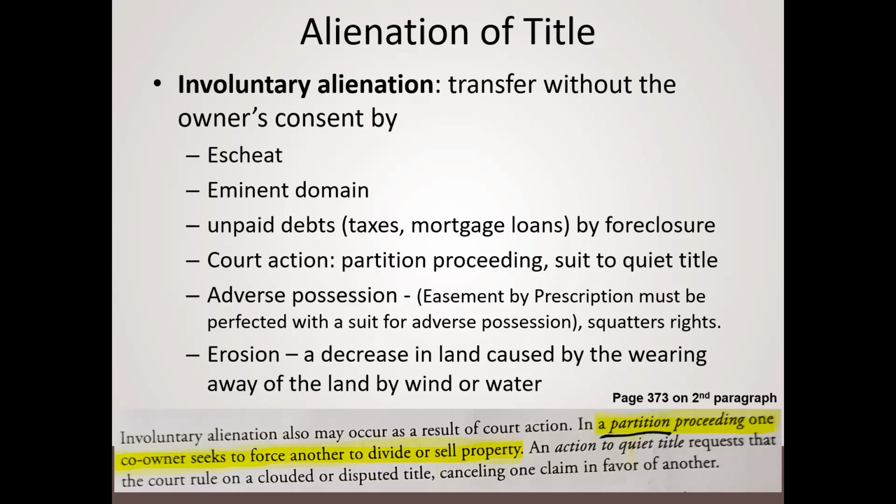All right, now erosion. Even though those people don't have the right to claim adverse possession yet, because you got to be there in New Jersey for at least 30 years, so I don't know what the deal with that is. But erosion is a decrease in land because it's the wearing away of the land by wind or water. So that's a form of involuntary alienation by Mother Nature, right? Mother Nature is wearing away your property and taking it from you.